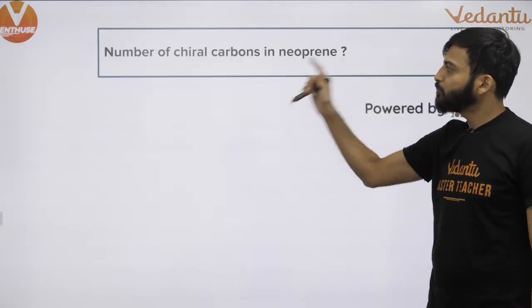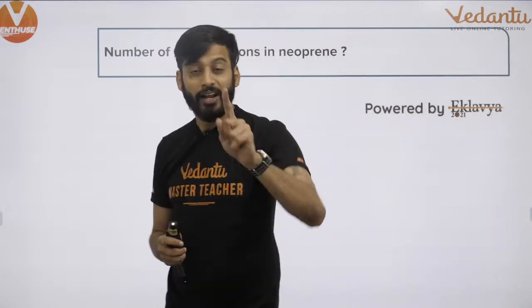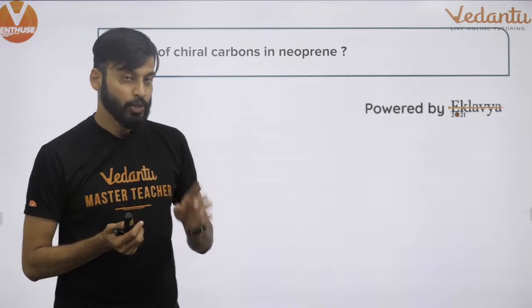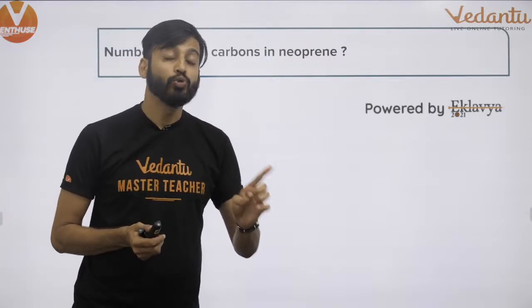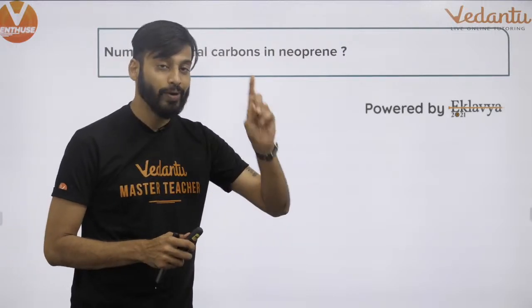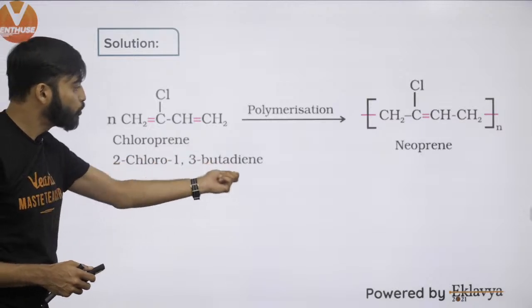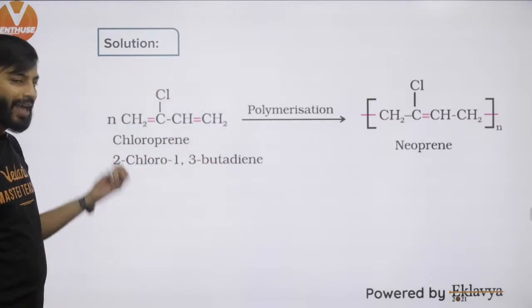Number of chiral carbons in neoprene, the answer should be 0. I'm telling you right. They are asking for chiral carbon, meaning on a carbon you will have 4 different groups attached to it. So what is neoprene? Neoprene is coming from 2-chloro-1,3-butadiene. This is the structure, 2-chloro-1,3-butadiene. Where is the chiral carbon? Nowhere, right? It is not there.